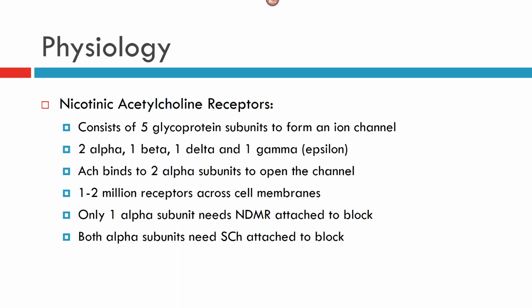There are multiple types of receptors on the muscle fiber, and they consist of 5 glycoprotein subunits that form an ion channel: 2 alpha, 1 beta, 1 delta, and 1 gamma. Acetylcholine binds to the 2 alpha subunits, and there are 1 to 2 million receptors across the membrane, and only 1 alpha subunit is enough to be blocked by a non-depolarizing muscle relaxant.